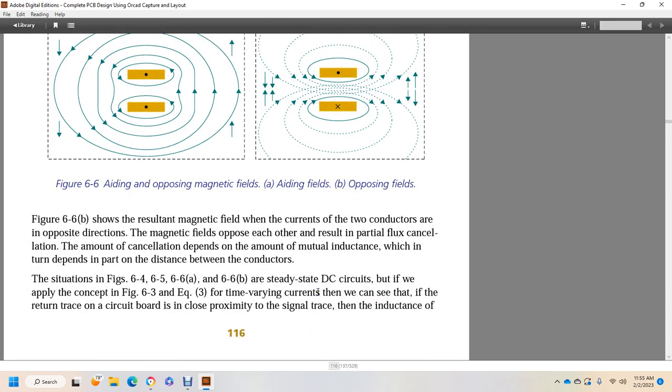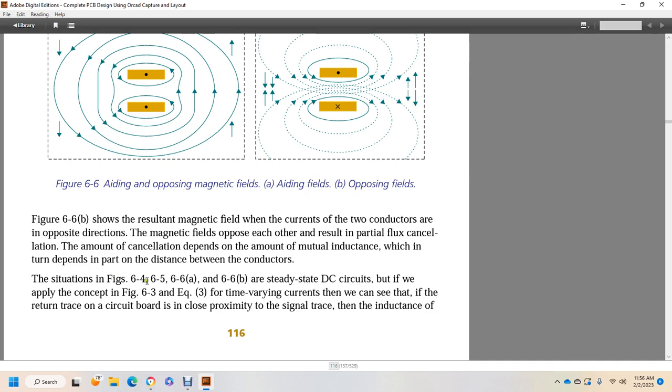Figure 6.6 also shows the resultant magnetic field when the currents of the two conductors are in opposite directions. The magnetic fields oppose each other, resulting in partial flux cancellation. The amount of cancellation depends on the amount of the mutual inductance, which in turn depends on the distance between the conductors.